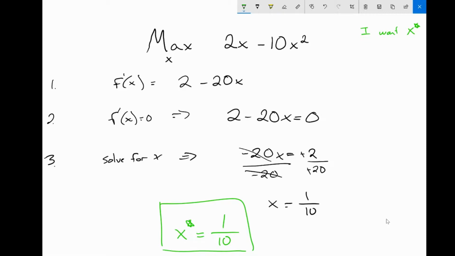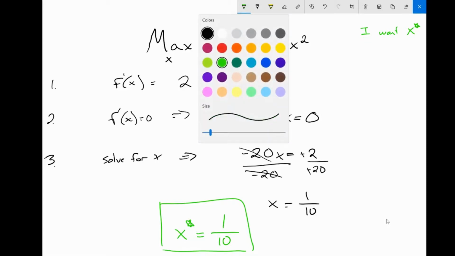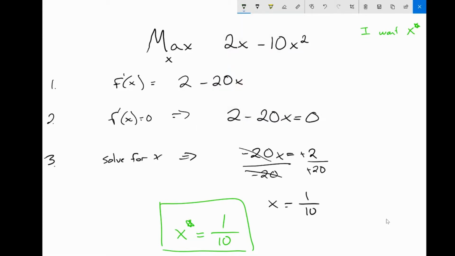All right, I'll pause for a second to give you the opportunity to write that down. Okay, so that's an example. Let me give you another example.